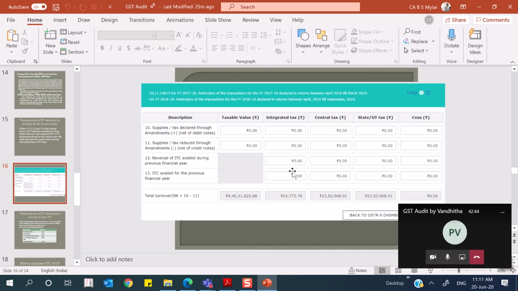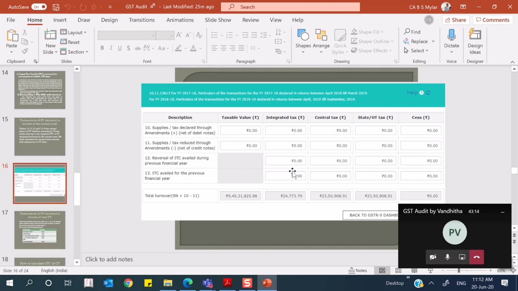Here, tables 10, 11, 12, 13 for financial year 2017-18: particulars of the transactions for the financial year 17-18 declared in the returns between April 2018 till March 19. For financial year 18-19, particulars of the transactions for the financial year 18-19 declared in the returns of April 19 till September 19. This is used if some sale invoice or credit invoice you missed in 17-18, but you rectified in 18-19.